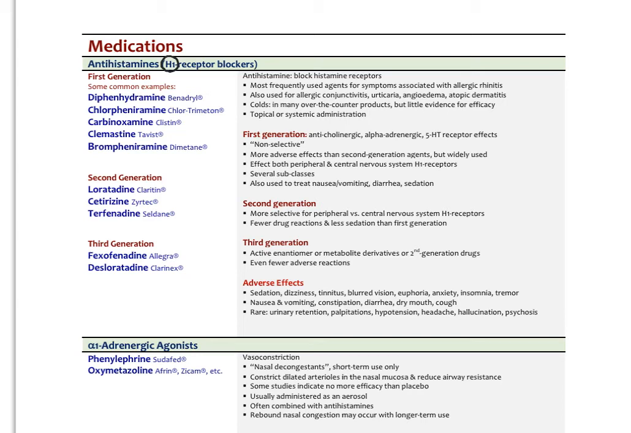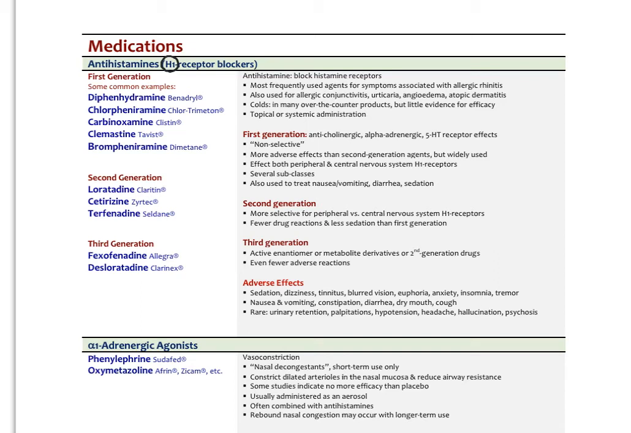Now, interestingly, there is a class of medications called H2 blockers, for the histamine 2 receptor. That is found in your stomach, in your parietal cells, which secrete stomach acid. And those are used as acid-blocking agents. That's a different class. So we're going to talk about the H1 blockers.